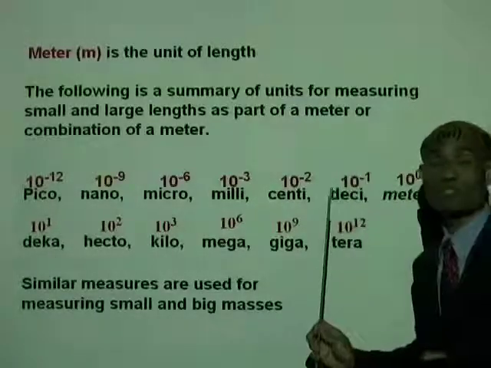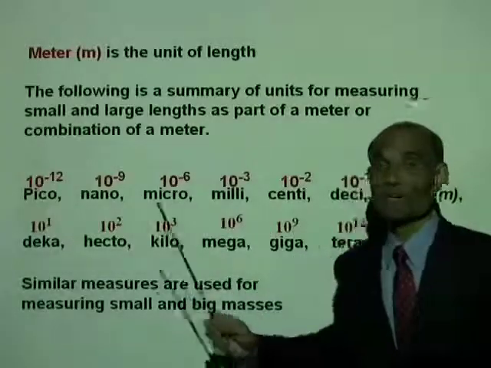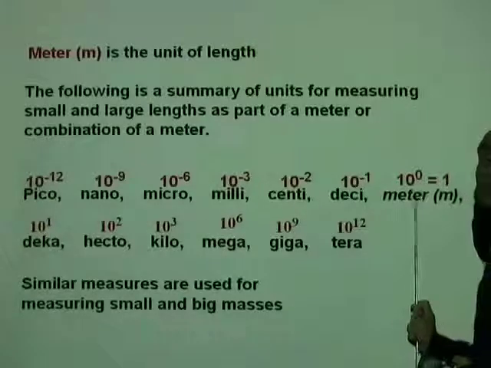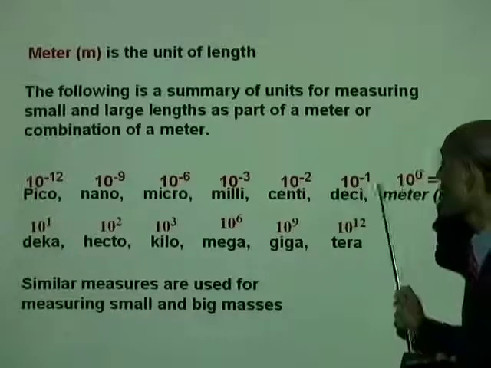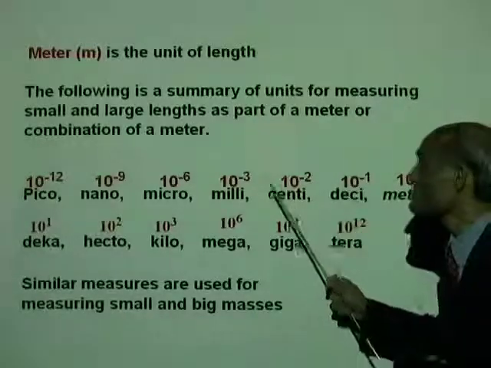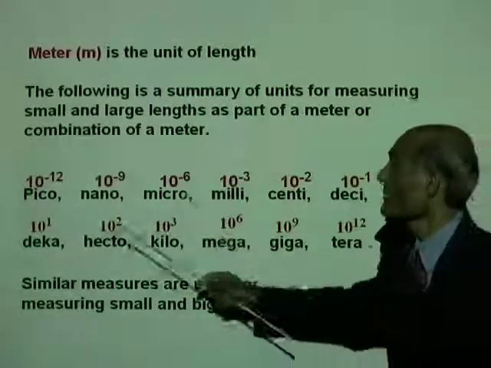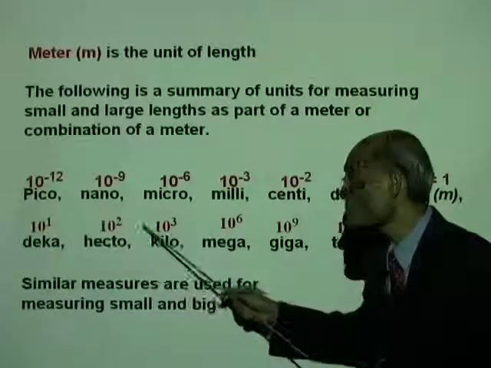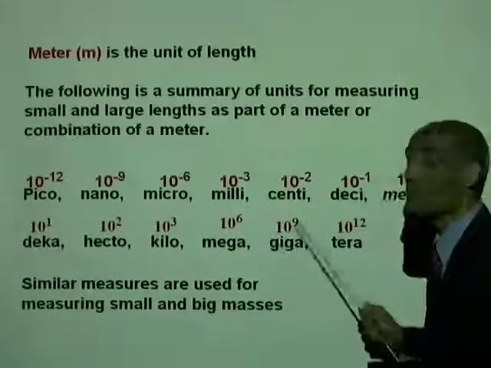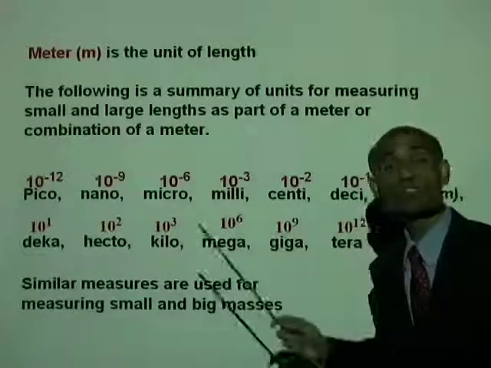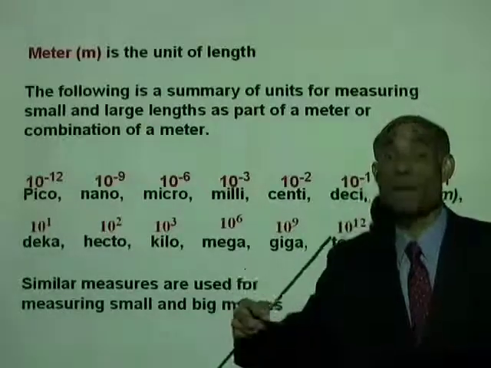You know, in measuring mass, what is the unit for measuring mass? It's a kilogram. So in place of meter, we will write a gram. And gram is a g. Gram, decigram, centigram, milligram, microgram, and so on. Decagram, hectogram, kilogram, that's our unit, megagram, and so on. So we can use the same terms for measuring mass as well.